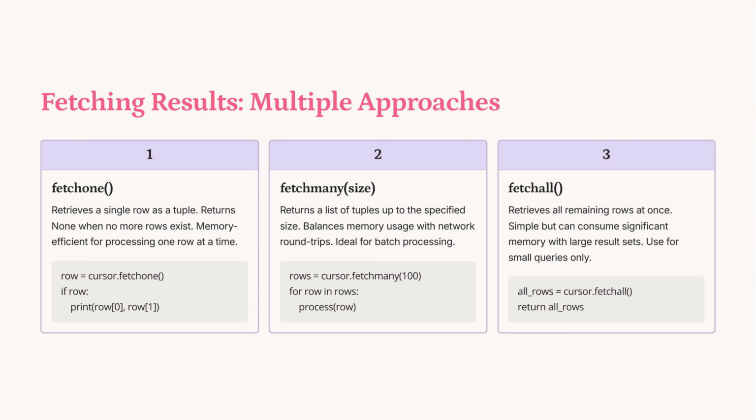Fetchone retrieves a single row, ideal for memory efficiency. Fetchmany(size) balances memory and network usage by fetching a specified number of rows. Fetchall retrieves all rows, suitable for small datasets due to high memory consumption.